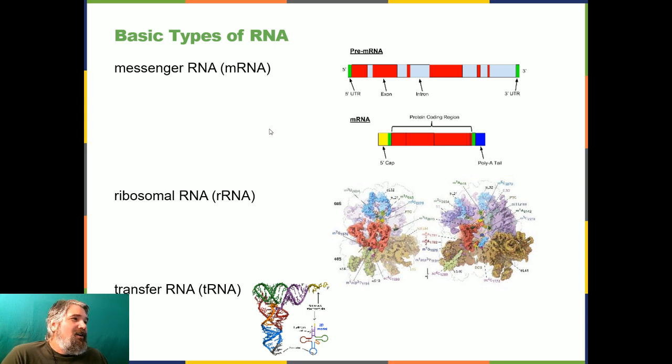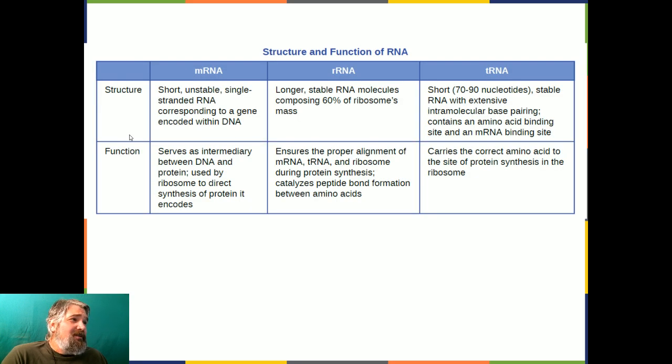Okay, so moving on. Structure and function of RNA. We're just comparing these 3 types for now. Messenger RNAs are short, unstable, single-stranded RNA corresponding to a gene. They function as an intermediary between DNA and protein.